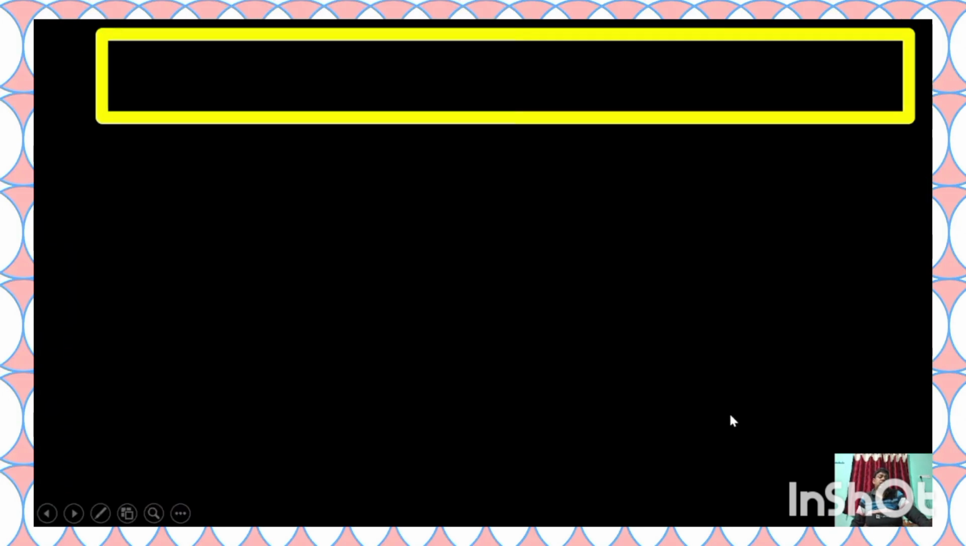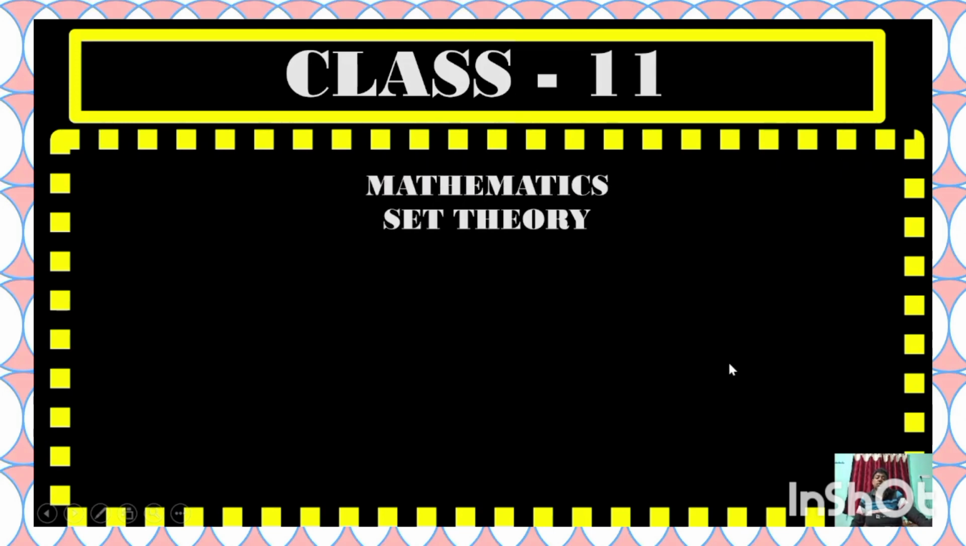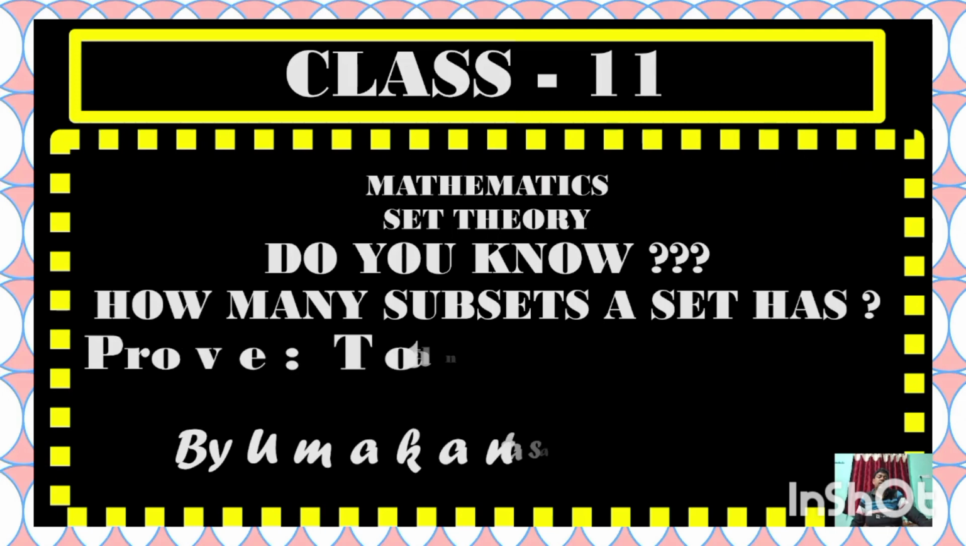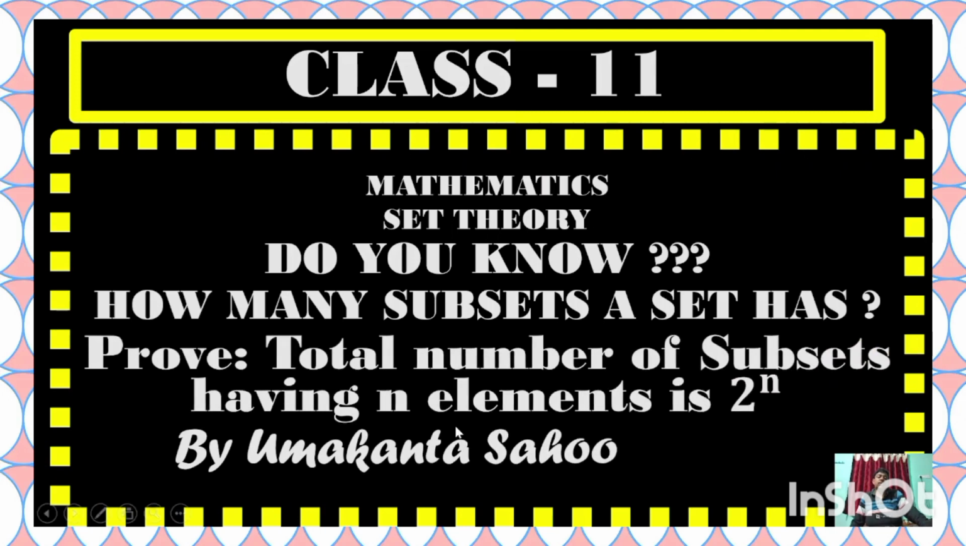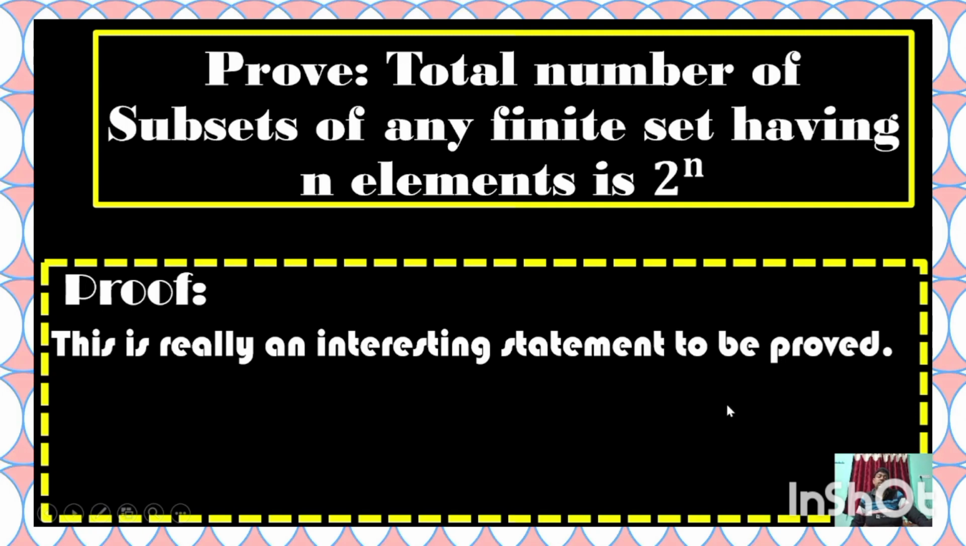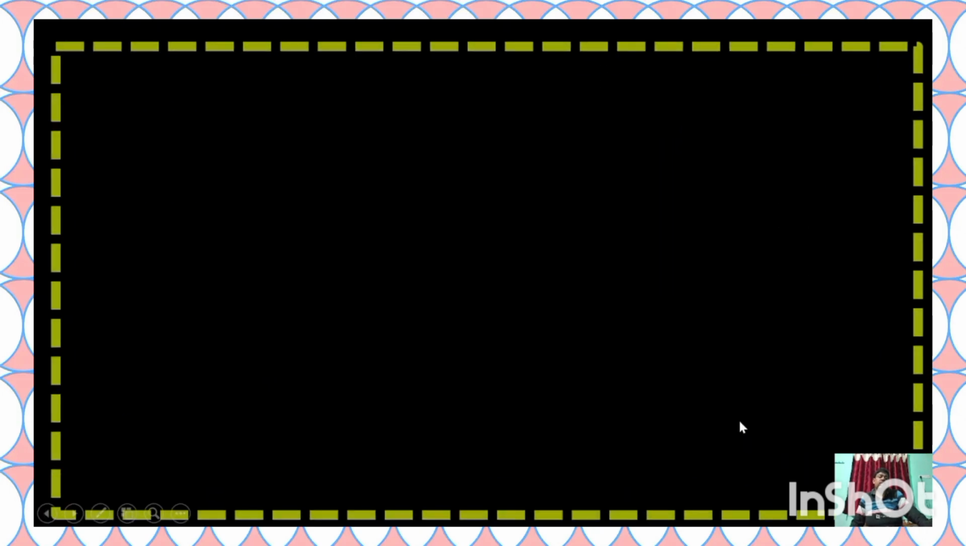Right? Let's see, of your class 11 mathematics based on the concept of set theory, which I am going to discuss. And do you know, students, how many subsets a set has? Let's see how. The total number of subsets of a set having n elements is 2 to the power n. Understand? The total number of subsets of any finite set having n elements is 2 to the power n. Understand? So here I am going to discuss this really interesting statement to be proved, which is mostly applicable in solving various problems. Let's see how. Understand?